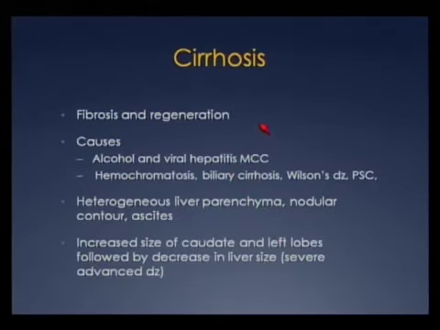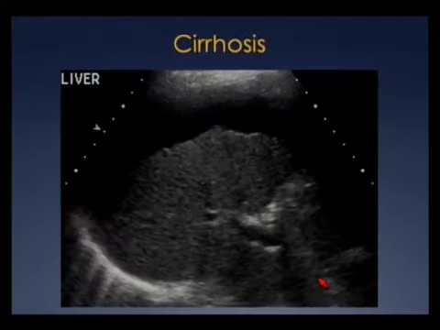Now, cirrhosis is fibrosis and regeneration of the liver, and the most common causes include alcohol and viral hepatitis. Basically, we typically see in more advanced cases heterogeneous liver parenchyma, nodular contour, and ascites. And over time, we'll see increased size of the caudate and left lobes, followed by an overall decrease of the liver size more remotely.